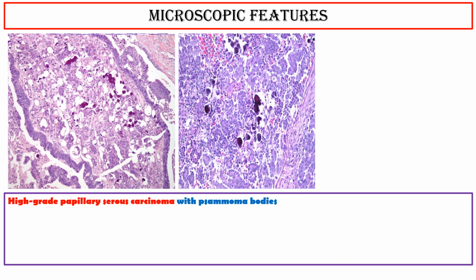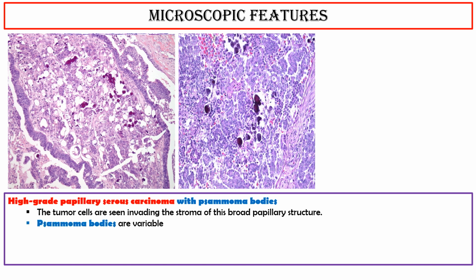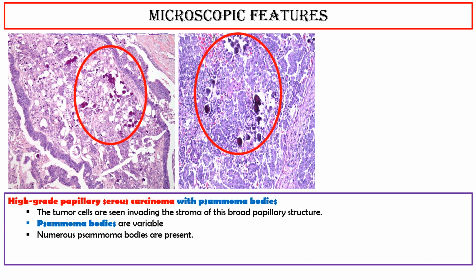High-grade papillary serous carcinoma with some psammoma bodies. The tumor cells are seen invading the stroma of this broad papillary structure. Psammoma bodies are variable. Numerous psammoma bodies are present in these two photos.